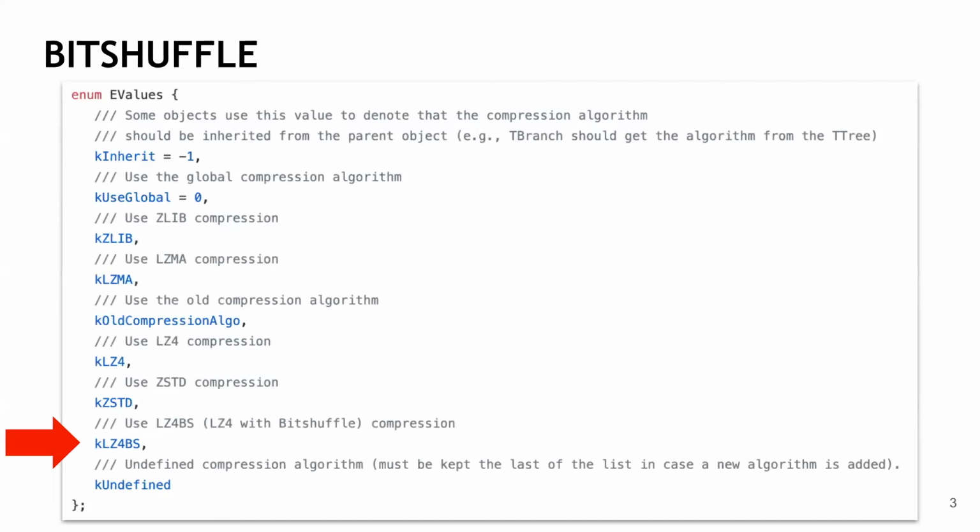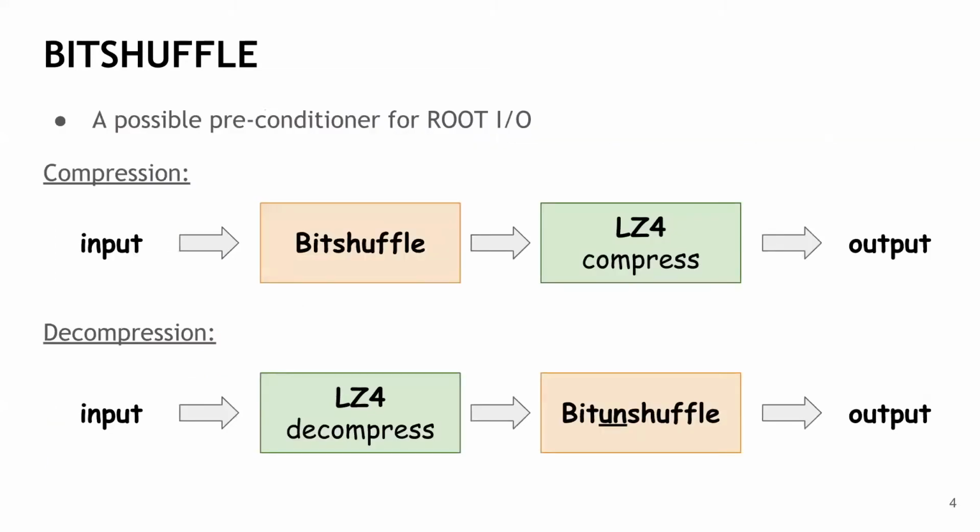To summarize what I have done this summer, I have added a new compression algorithm to ROOT. I integrated LZ4BS, namely the LZ4 algorithm along with a preconditioner, Bitshuffle. Bitshuffle is a preconditioner of compression algorithms. Bitshuffle doesn't compress data in itself, but combined with some other algorithms like LZ4, it can improve the performance of compression and decompression. These diagrams illustrate basically what LZ4BS is doing.